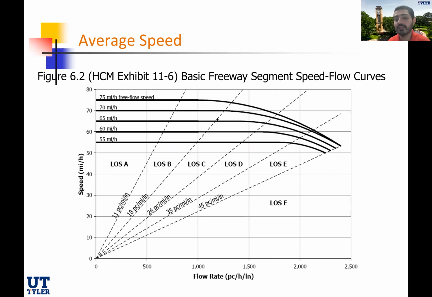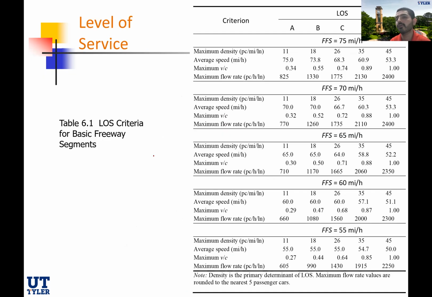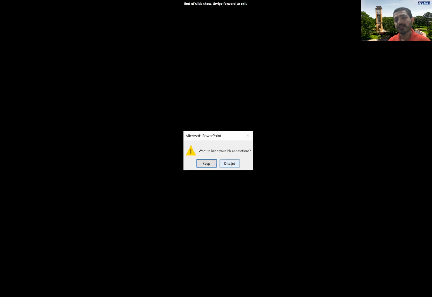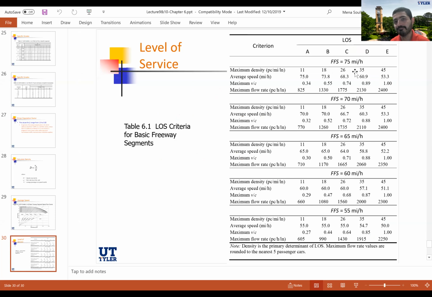I'll just be blunt here. I need to test you on how to use this graph. So you can go to the flow rate and then connect it to the free flow speed, and you're going to be able to get the level of service for this facility. Or you can use the table, but I highly recommend you use the graph. It's much easier. That's just the level of service for the freeways.